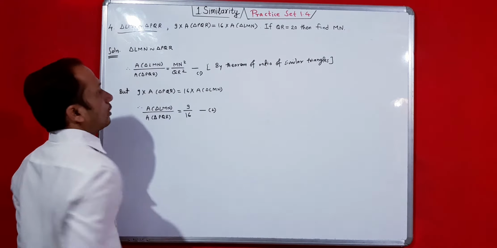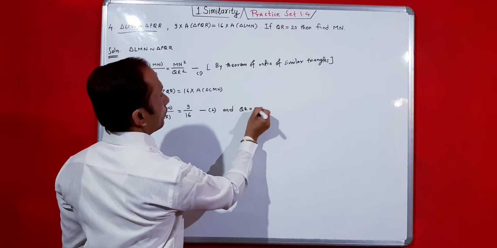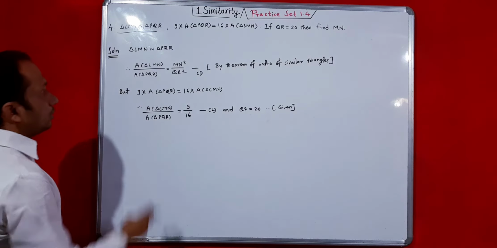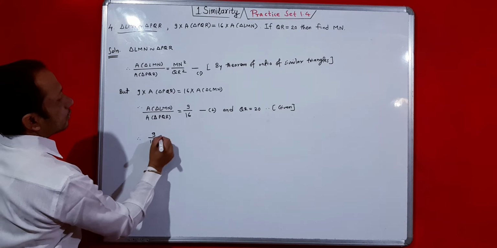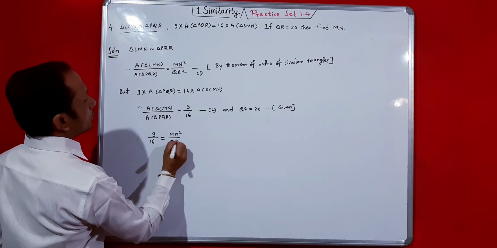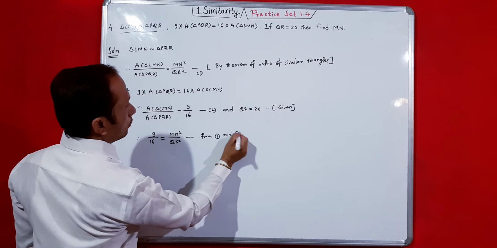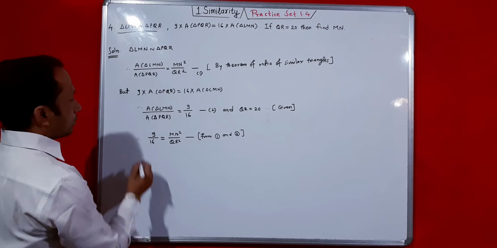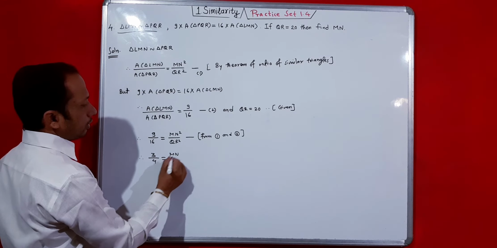And I know that QR is equal to 20. This is given. Therefore now see that from 1 and 2, 9 upon 16 is equal to MN square upon QR square. This is from 1 and 2. So by taking square root, you'll get 3 upon 4 is equal to MN upon QR.